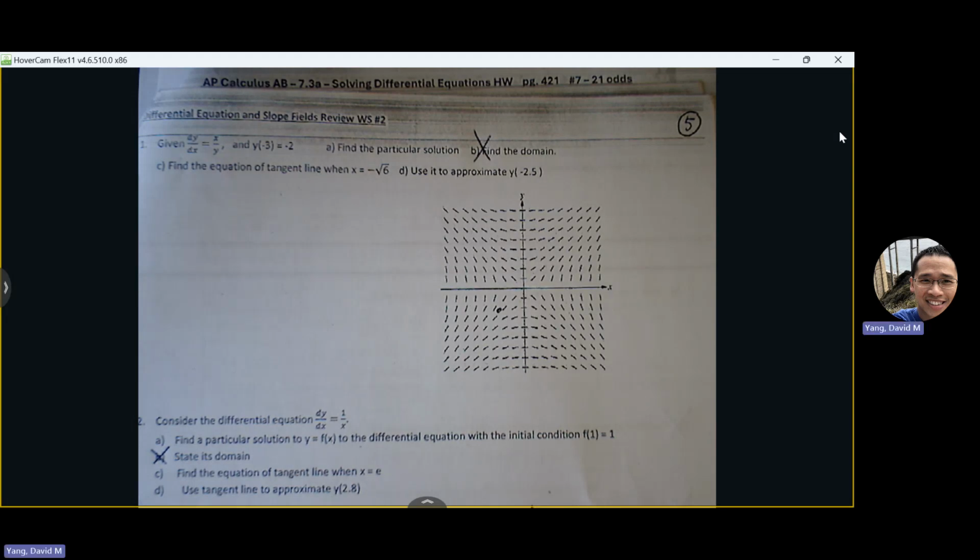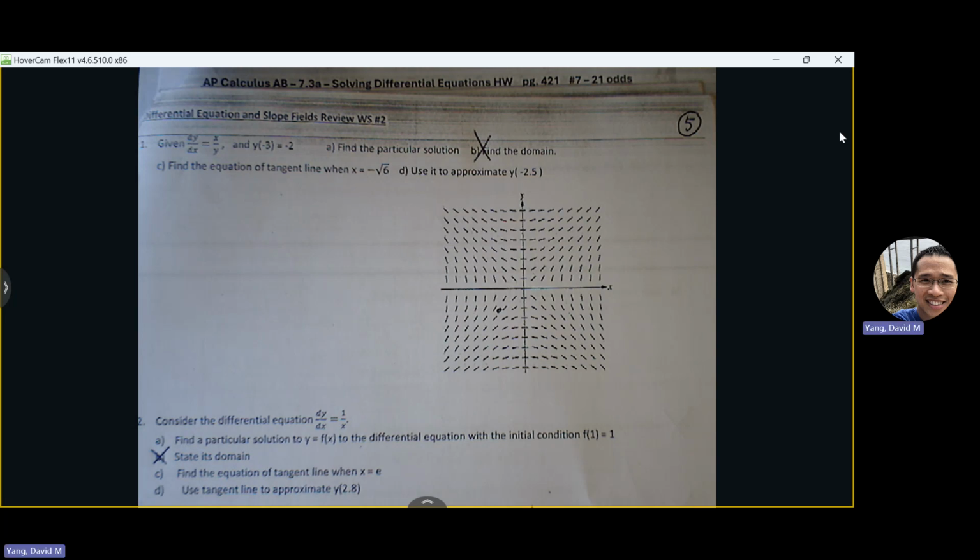Now, in your packets, if you can identify these problems, we're going to omit the following. These we're not going to worry about preparing for on the test. So on page 2, you can cross off 3B and 3C. Page 5, you can cross off 1B and 2B, like what we see here.